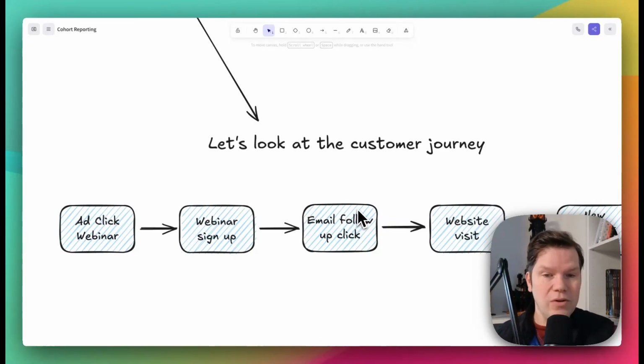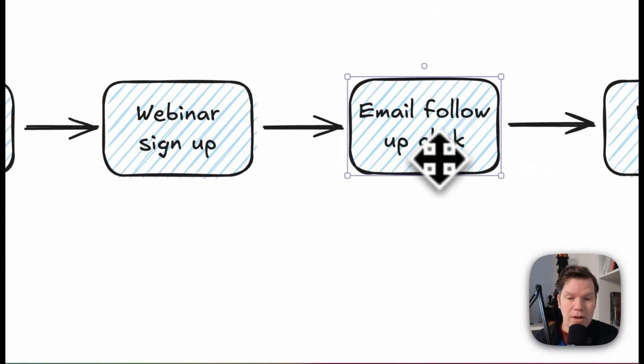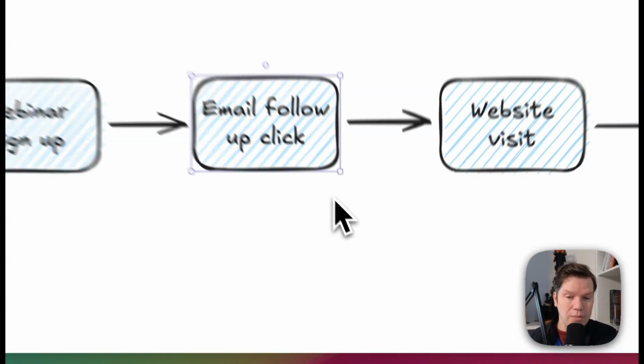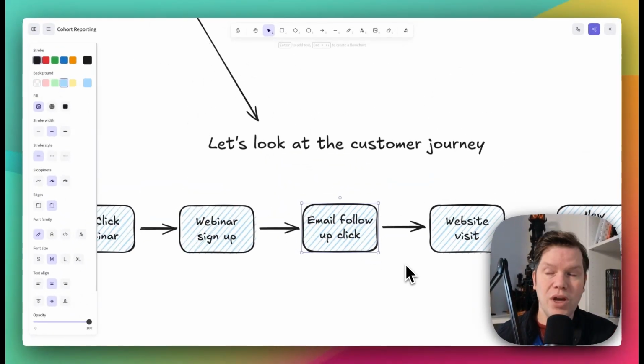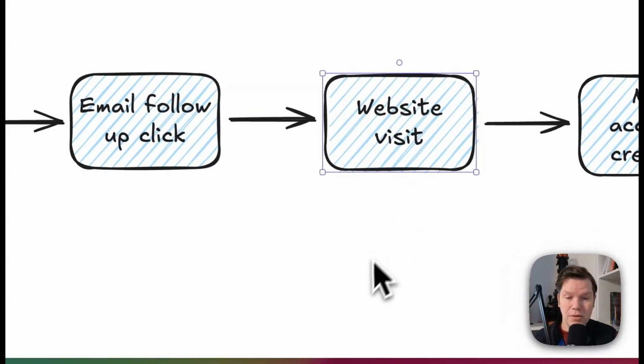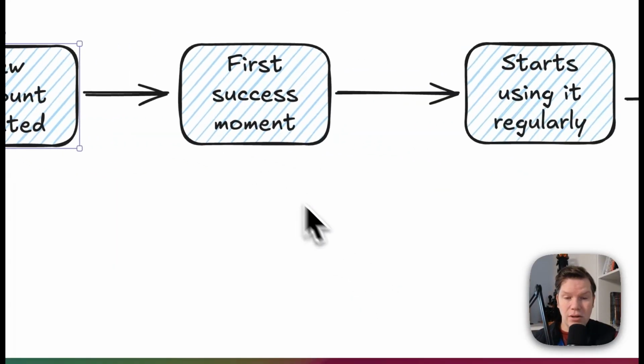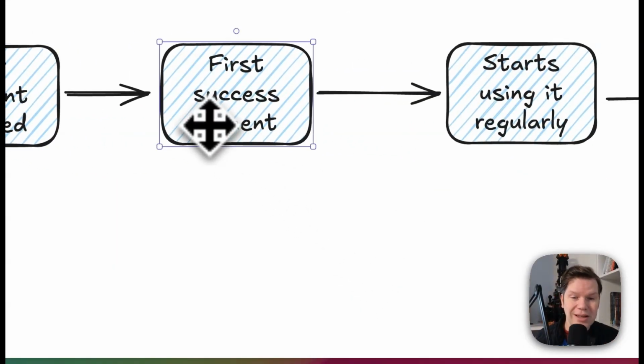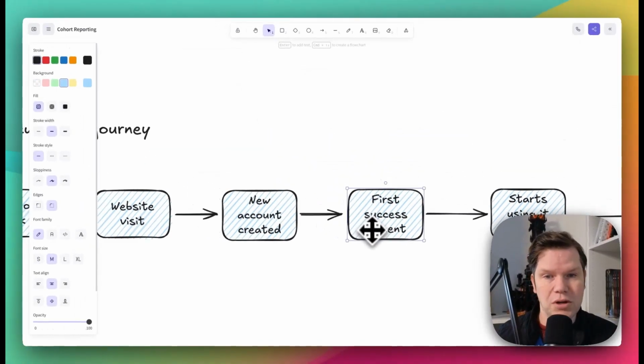So this is one version of a customer journey. You might have different variations, but it also will not be crazy different if you don't go too granular. But let's see here. Someone clicks on an ad for a webinar. They sign up for the webinar. Then after some time, they get a follow-up email which says, look, we have this new feature, so you can sign up, create an account. So they click on this, they come to the website, they create a new account, and then they start to use the product, and they really get to the first success moment in the product.